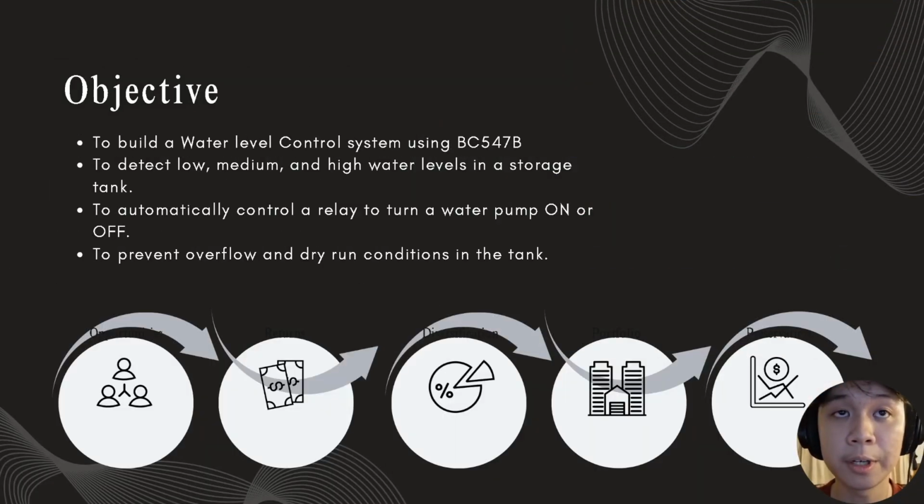Now I'll be talking about our objective. Our first objective is to build a water level control system using the BC547B transistor. This is so we can detect low, medium, and high water levels in the storage tank. We can also automatically control a relay to turn a water pump on or off, which will prevent overflow and dry run conditions in the tank.